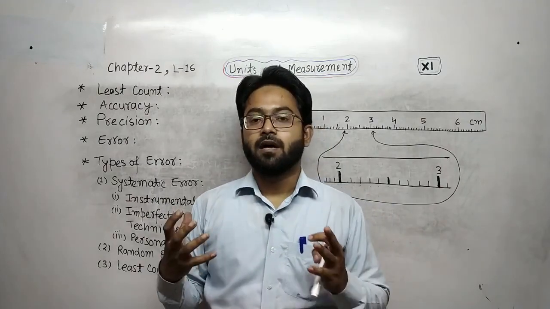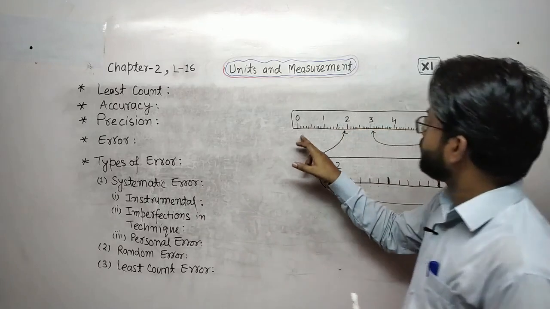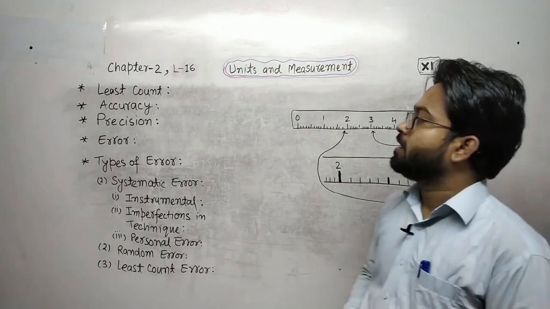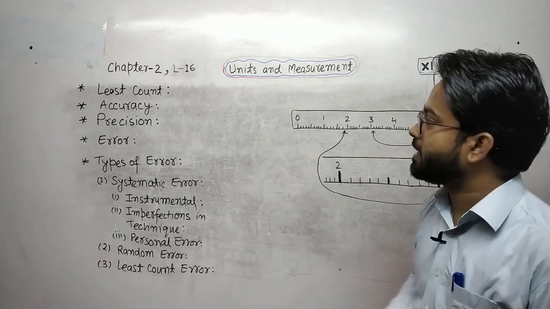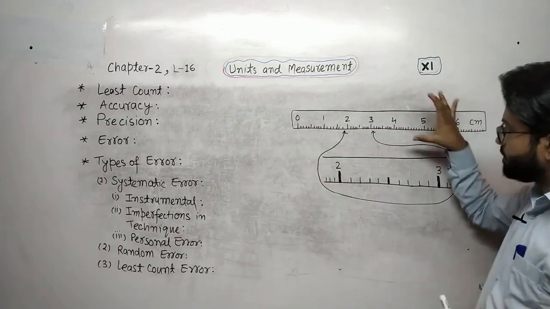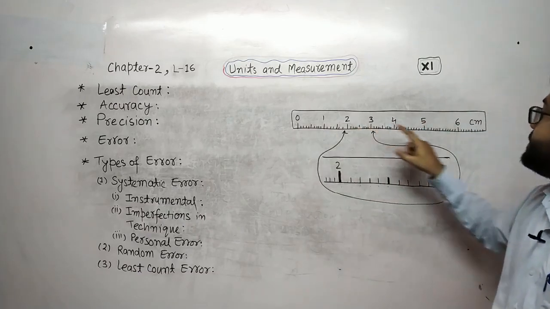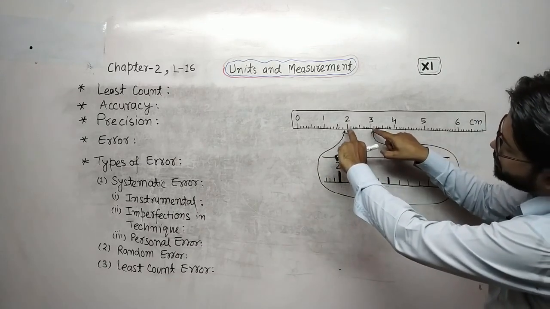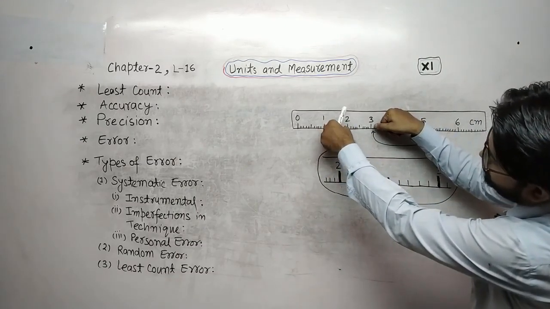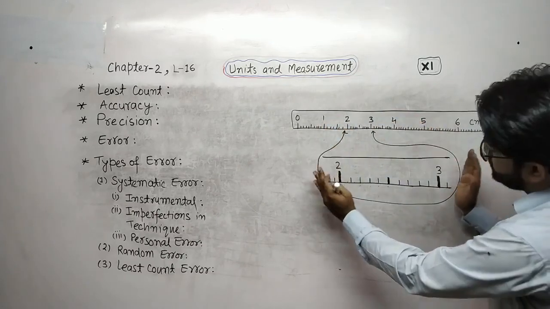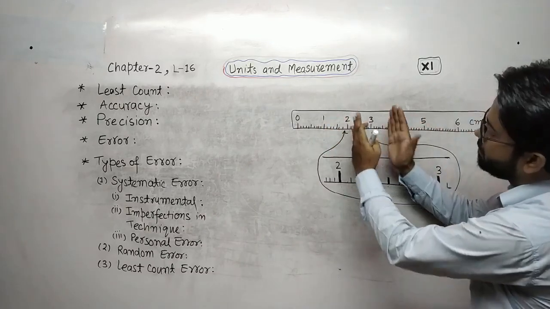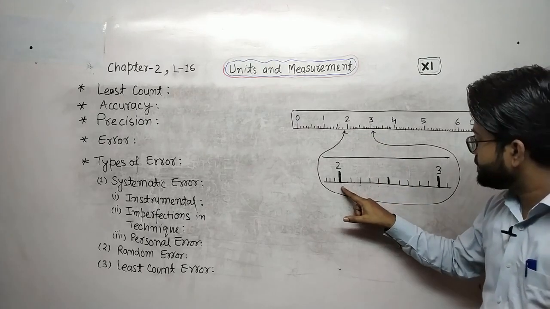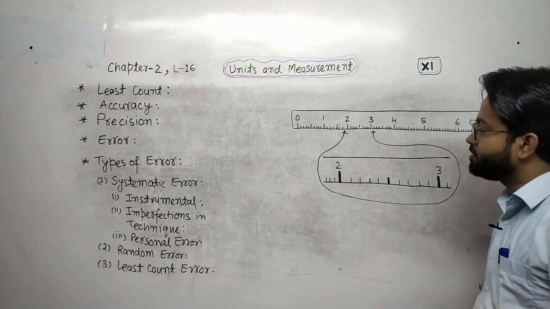the least measurement. If we talk about the ordinary scale that you are using in the class, this particular scale measures from 0 centimeter to 6 centimeter, and this scale is the enlarged portion of this scale. Okay, this is the enlarged view of this particular measurement. This is from 2 to 3 centimeter.